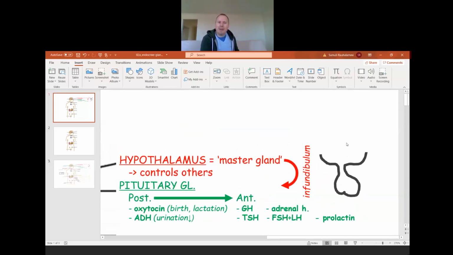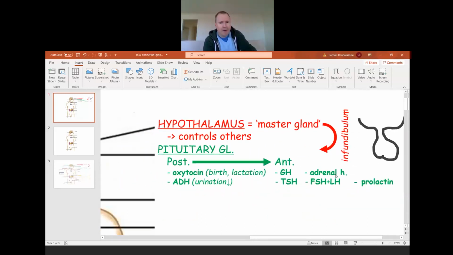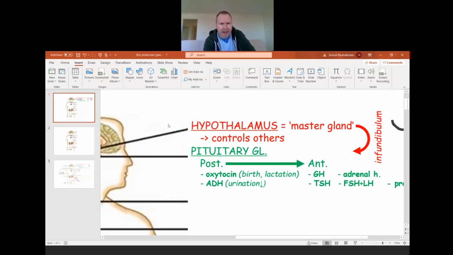At the top, we've got the hypothalamus. At the bottom, we've got our pituitary gland with its two lobes. And between those is the infundibulum, this stalk that connects the two. Well, this brings us to talk now about the thyroid gland.